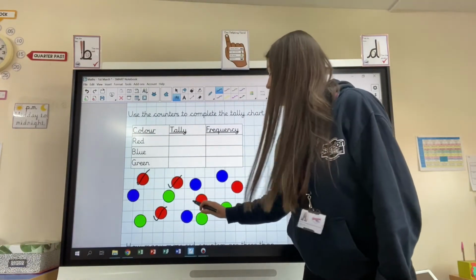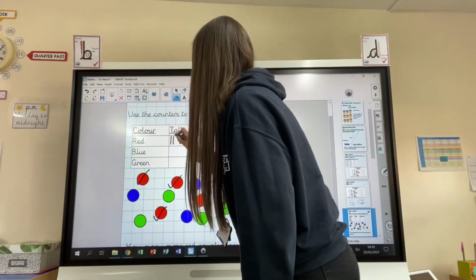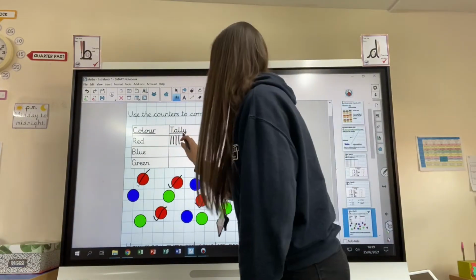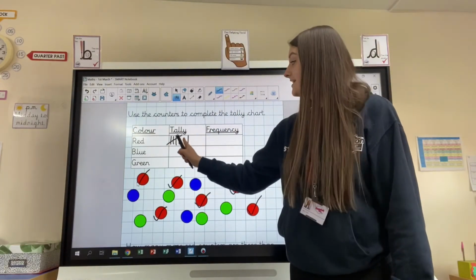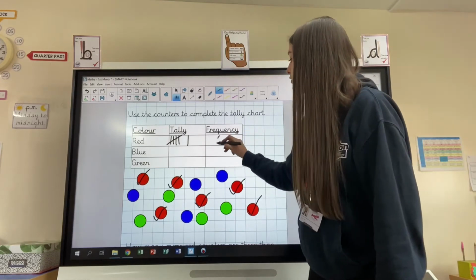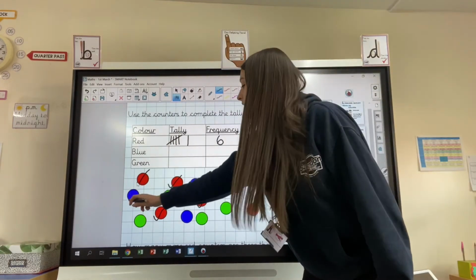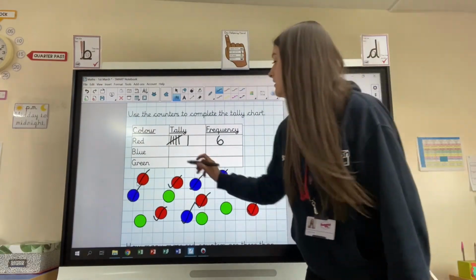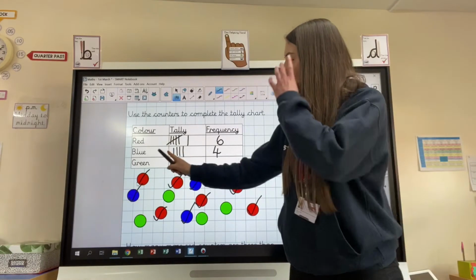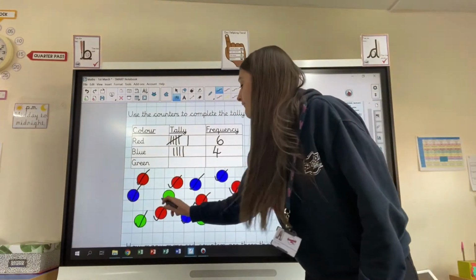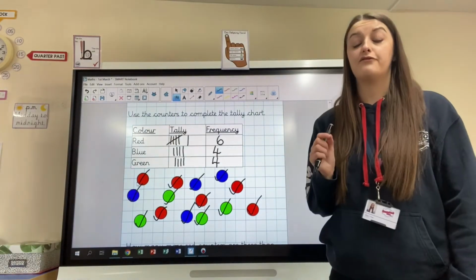1, 2, 3, 4, 5, 6. Got 6, so I'm going to record that in my tally. 1, 2, 3, 4. For 5, like a gate, we put a line through, so that's 5, 6. And using that tally, I can see 6 red counters are here, so I can record the number 6 for how often that counter appeared. Blue then, I can see 1, 2, 3, 4 blues, so that's 1, 2, 3, 4, and write the number 4 there. Green, I can just see by looking at it, I've got 4 green left over, 1, 2, 3, 4, record the number 4 there for frequency.